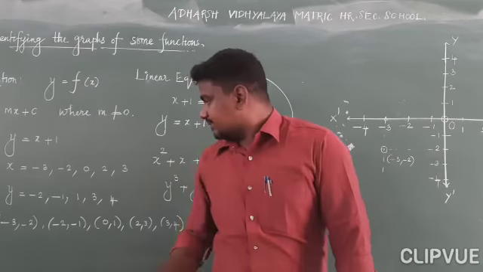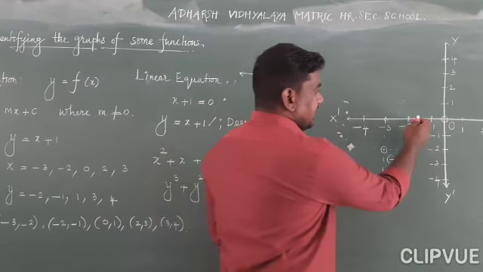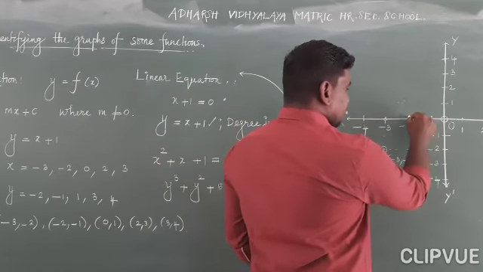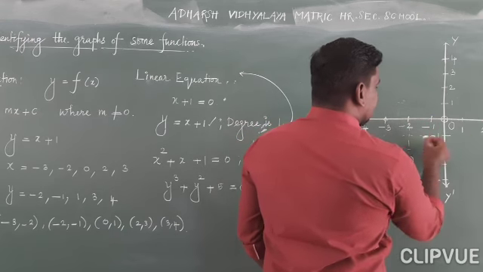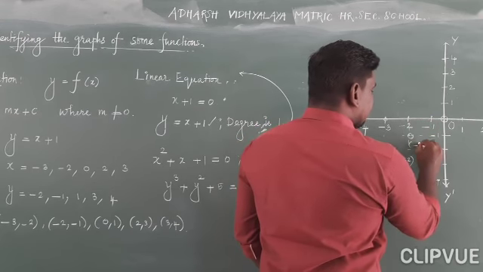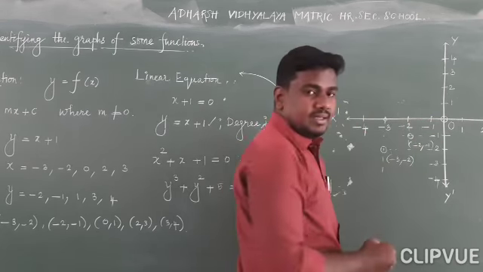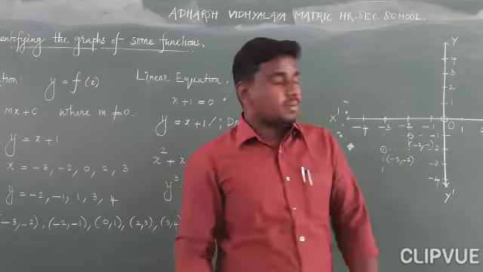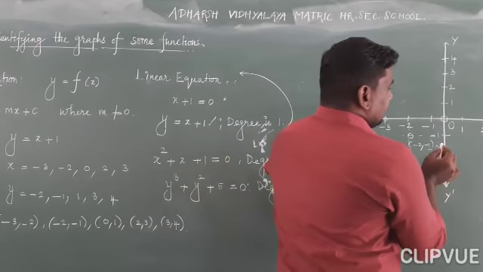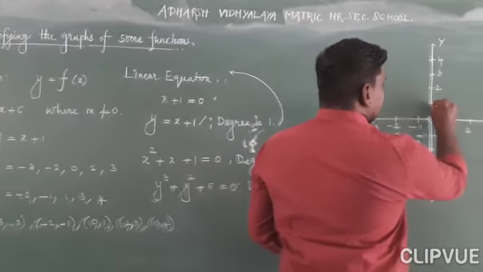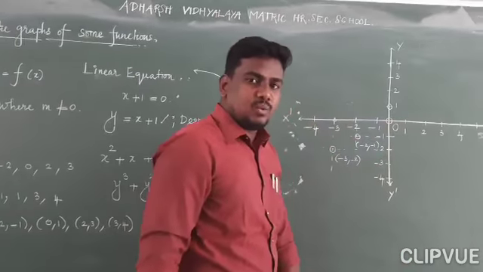Okay. The second one, minus 2 comma minus 1. This is minus 2, this is minus 1. Like this. The point of intersection is here. This is minus 2 comma minus 1. The third one, 0 comma 1. It means it lies on the y axis.